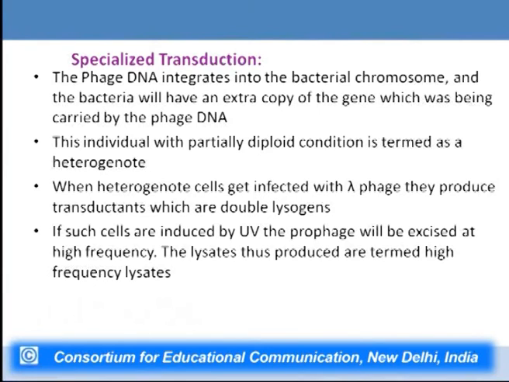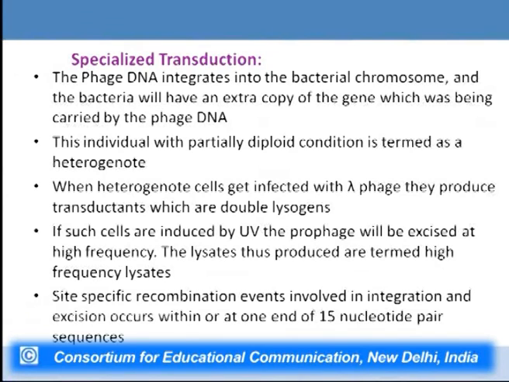When heterogenote cells get infected with another lambda phage, they produce transductants which are double lysogens. If such cells are induced by UV, the prophage will be excised at a high frequency. The lysates thus produced are termed high frequency lysates. A site specific recombination event occurs for integration. As I have already told, the att site has a specific 15 nucleotide pair sequence which is responsible for integration of the bacteriophage into the bacterial chromosome.